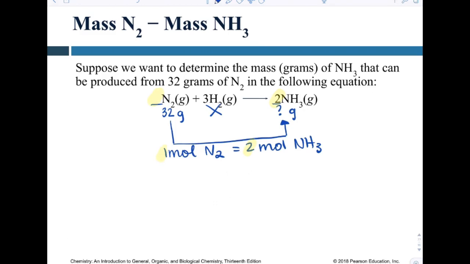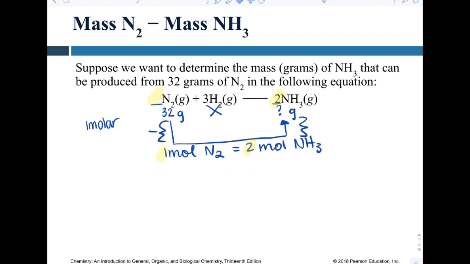So if I need to use a mole ratio, then I need to be in the unit of moles. If I'm given grams, to go from grams to moles, I need the molar mass. And to go from moles back up to grams, I need the molar mass. And so here, I'm going to use the molar mass of N2.